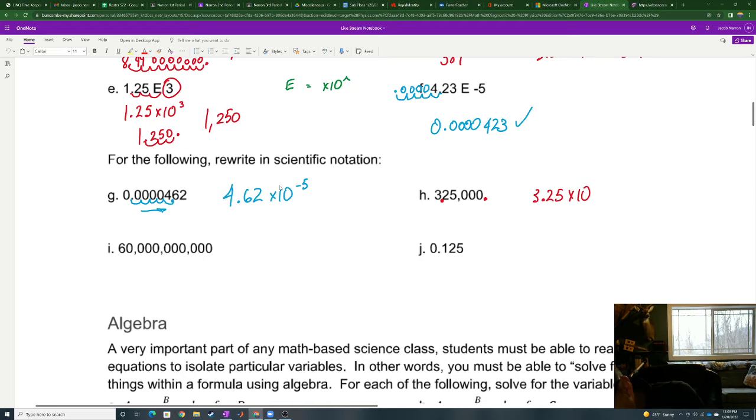1, 2, 3, 4, 5. So I'm still moving 5 places, but in this case, it's going to be a positive 5. 325,000, that's a big number. And so that's why it's going to be times 10 to the positive 5.